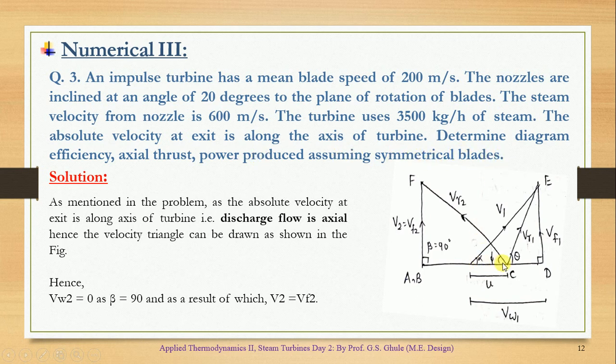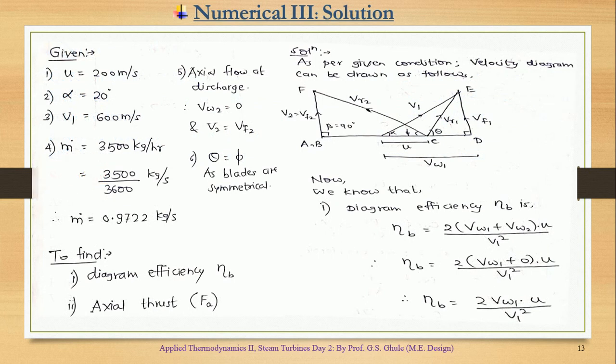Symmetrical blades means what? The values for theta and phi will be equal, correct? Now as we have just discussed in the earlier problem, as the discharge is axial, my value for V2 will be overlapping on VF2, because this is the flow velocity which is indicating the axial discharge. That's why V2 will be overlapping on VF2, and as a result beta will be 90 and your value for VW2 will be 0. Correct?